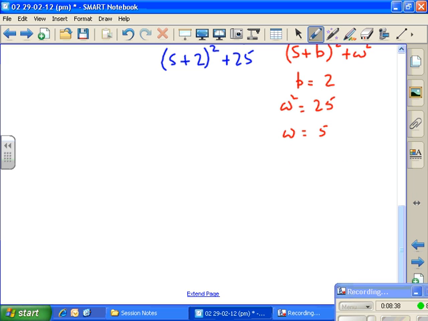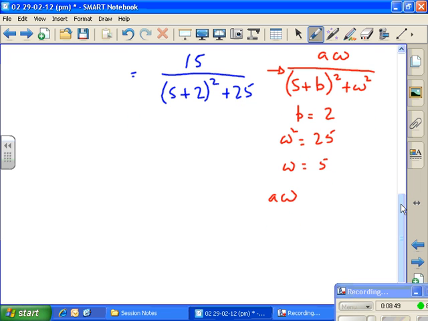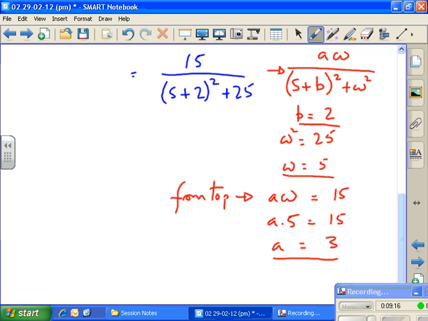We've got the A omega. Oh, sorry, 3. You changed the letters, Mark. Yeah, I have. It might be yet another thing that's confusing you. A omega equals 15 from the top. And we know, as Phil says, that omega equals 5. So A times 5 equals 15, so therefore A must equal 3. So we've got our value for A and omega and B.